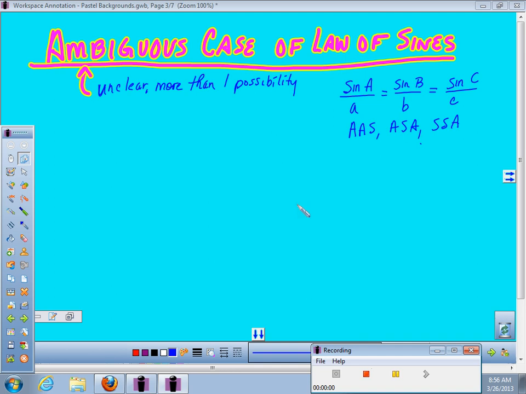Okay class, be brilliant. What does it mean if we're talking about the ambiguous case of the law of sines? Something unclear and more than one possibility. Yes, it is unclear, it has more than one possibility. Like school lunches.